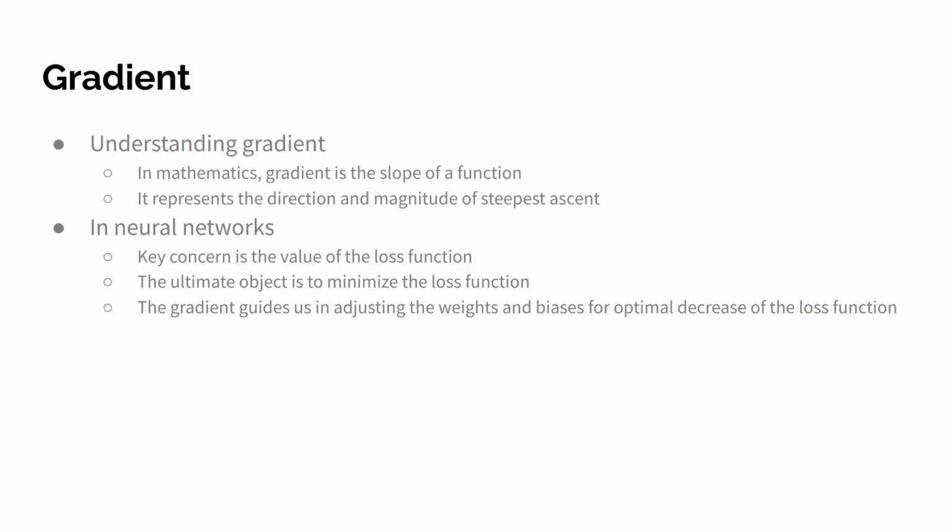Now that we have experienced hands-on, let's delve into the related theories, starting with the gradient. In mathematics, gradient is the slope of a function. It represents the direction and the magnitude of steepest ascent. In the field of neural networks, the key concern is the value of the loss function. When we try to optimize the neural networks, the ultimate object is to minimize the loss function. And because the gradient tells us the direction and the magnitude of the steepest ascent, it can guide us in adjusting the weights and the biases for optimal decrease of the loss function.